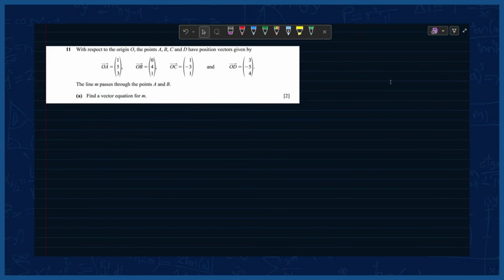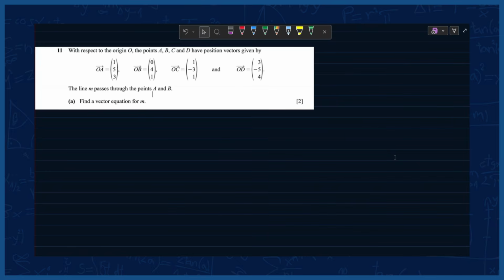Question number 11. With respect to the origin O, the points A, B, C, and D have position vectors given by OA (1, 5, 3), OB (0, 4, 1), OC (1, -3, 1), and OD (3, -5, 4). The line M passes through points A and B. Part A, find a vector equation for M.